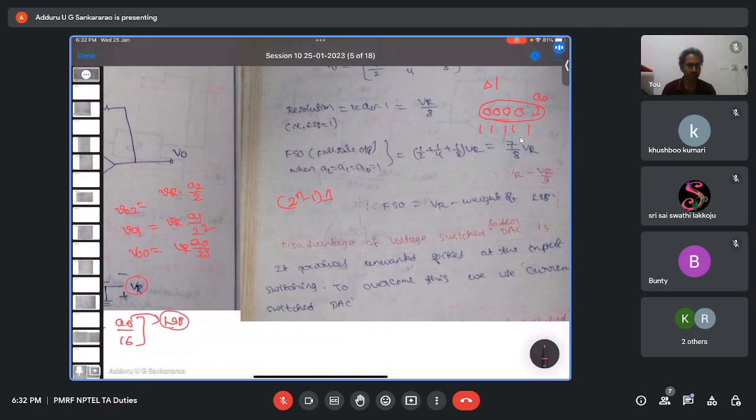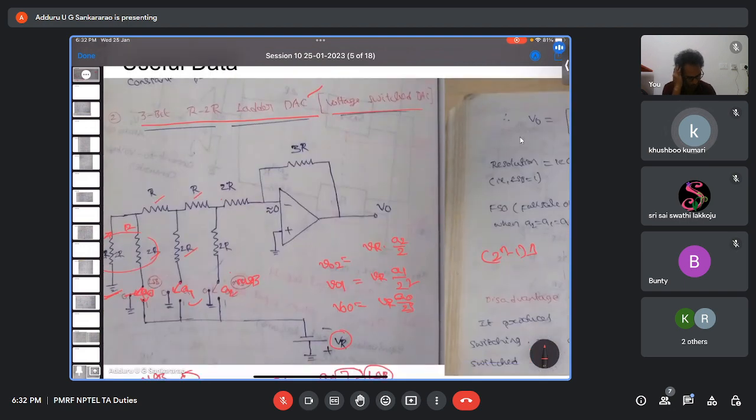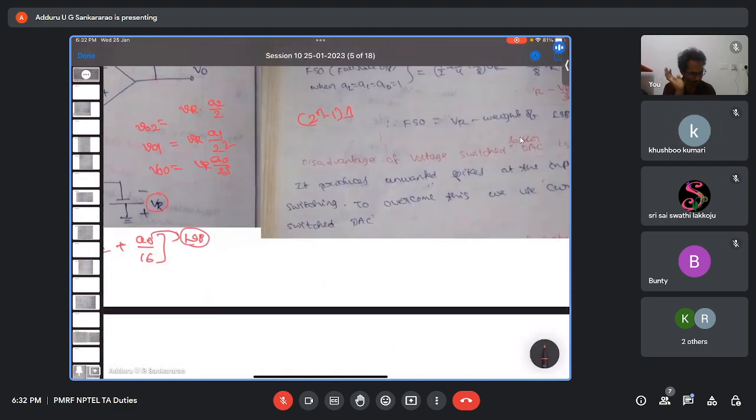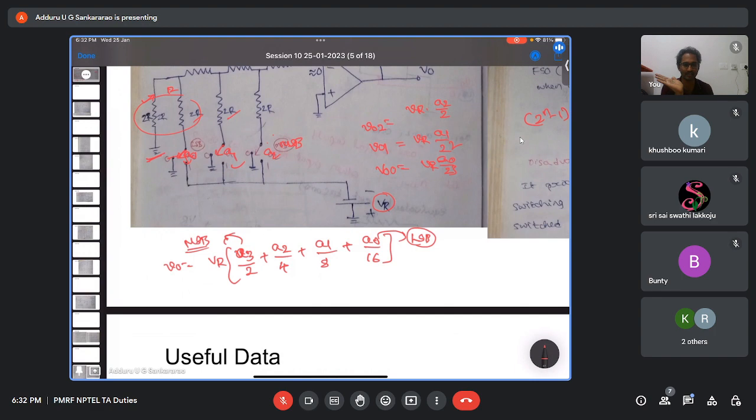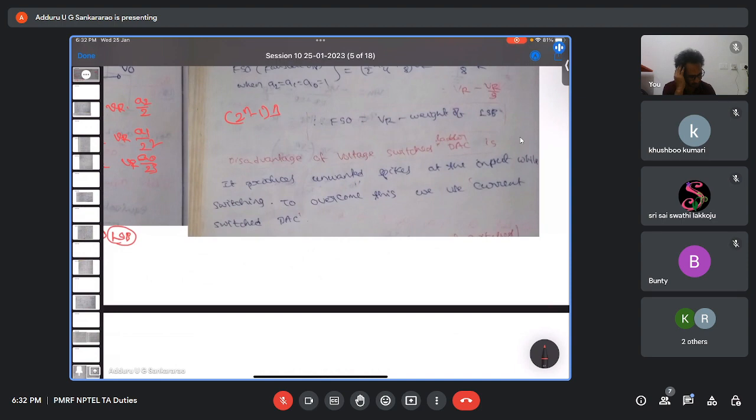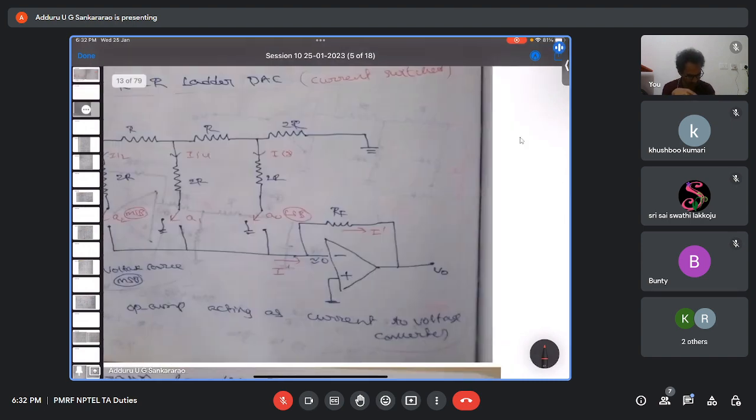But the problem in this is, here we are using only two resistances, R and 2R. Earlier we wanted R, 2R, 4R like that, up to 1024R. But here it is a voltage switch DAC. Based on the voltages, high voltage for one, low voltage for zero, sometimes you may get some unwanted spikes at the input that will disturb the output. To overcome this we go for a current switch DAC. It is similar to the voltage switch DAC. This is the current switch DAC, you can see.